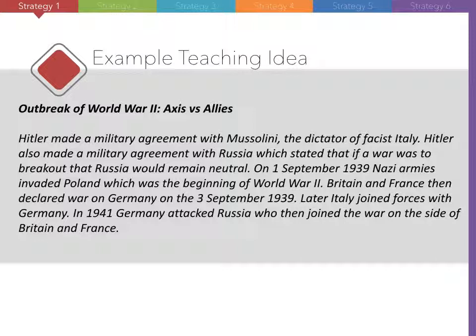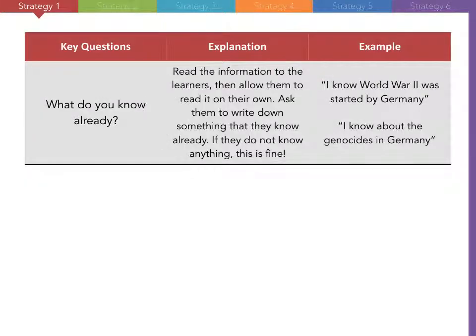Now, it's always important for you to read the information to your learners and then give them time to read the text on their own before you start prompting them with questions and to engage them on the strategy. So the key question that you could ask your learners for this text is, what did you know already? So again, you allow them to read the information and ask them to underline, highlight, it doesn't matter, any information or words or terminology that they knew already.